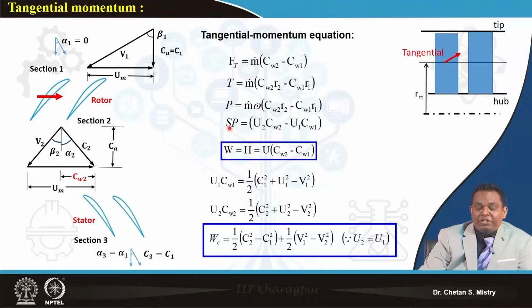So you can say my specific power, which we have already discussed, is u2 cw2 minus u1 cw1. And if I correlate it using my cosine relation, we have derived the work done equation to be 1/2 (c2 square minus c1 square) plus 1/2 (v1 square minus v2 square). This is what we have discussed.